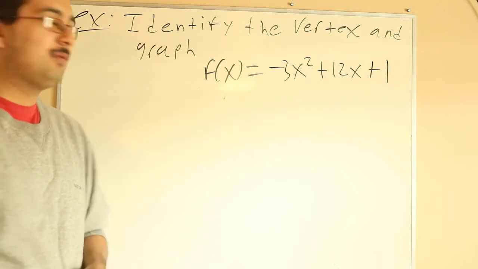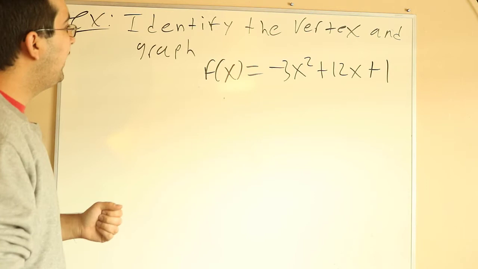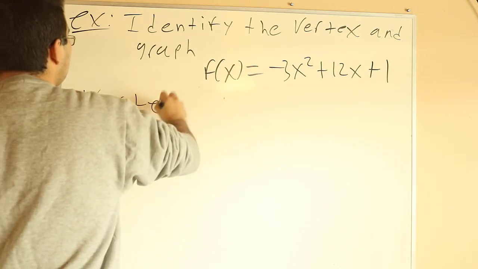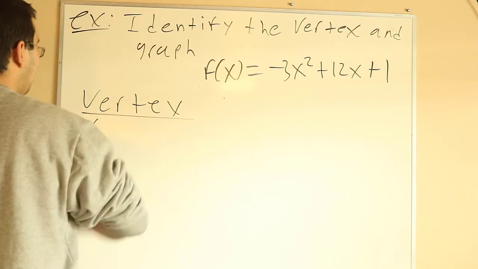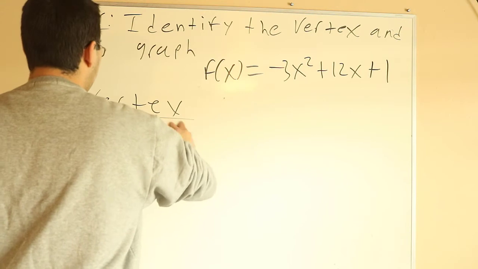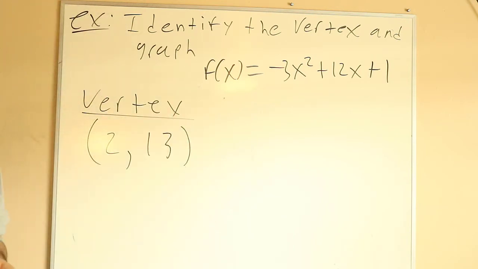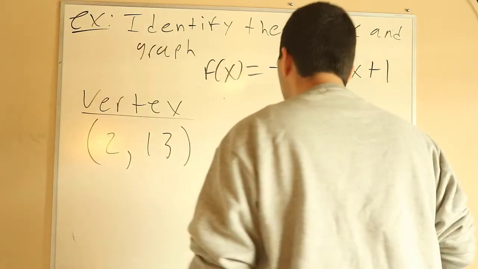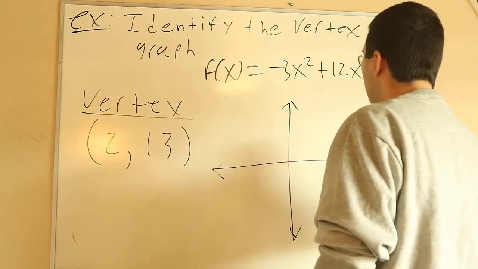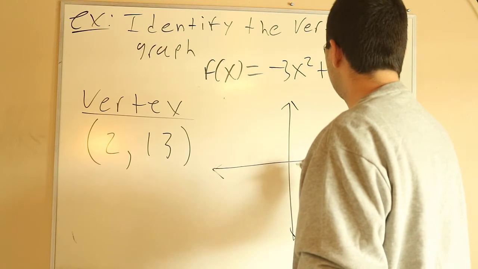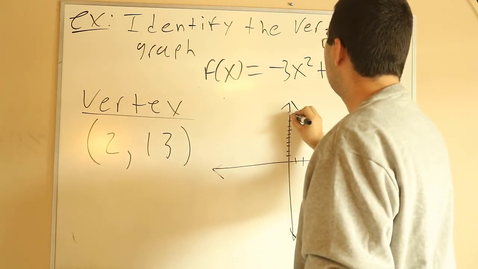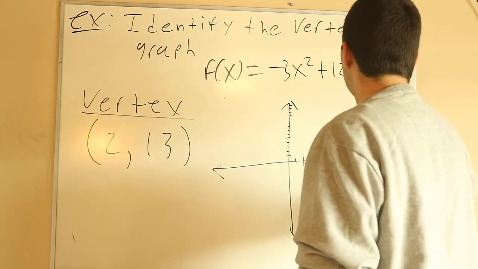And wonderful. So here's the answer I got on my second go around. I got a vertex of 2, 13. So I got a vertex of 2, 13. And my graph then looks like this. So 1, 2, 3, 4, 5, 10, 11, 12, 13, x, y.